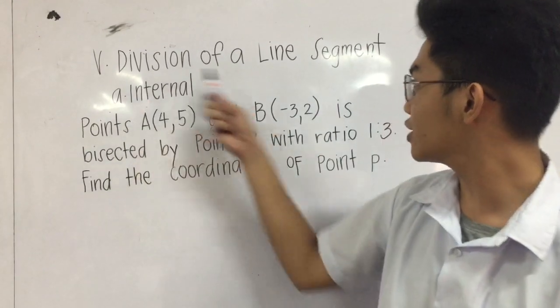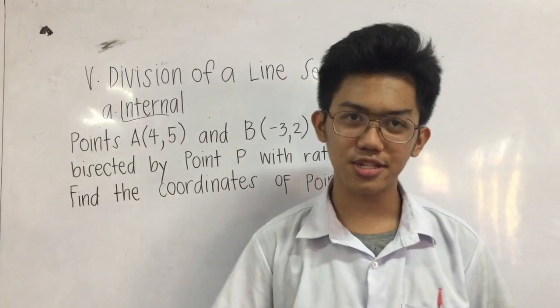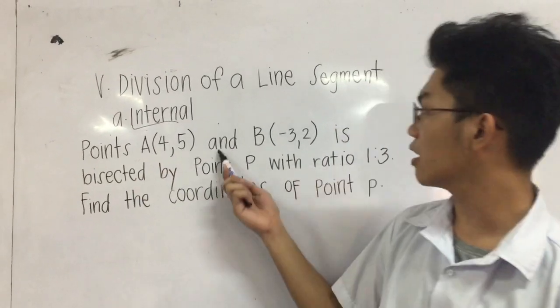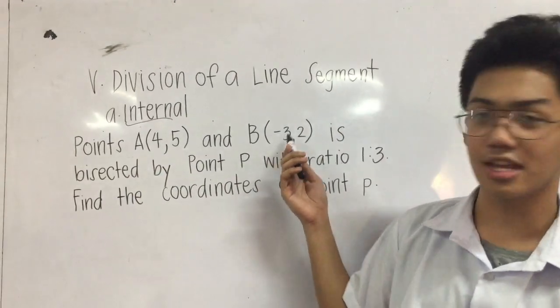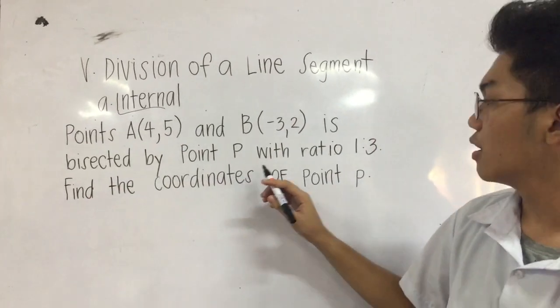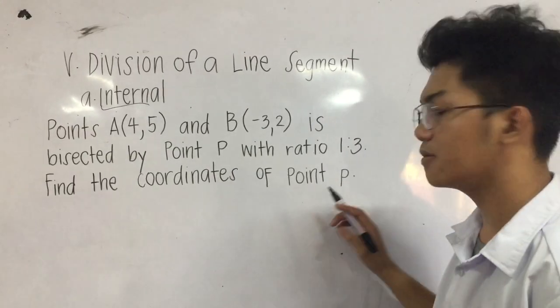Wow, new lesson! It will be division of a line segment, internal. This is our example. Point A is (4, 5), while point B is (negative 3, 2). It will be bisected by point P with a ratio of 1:3. Find the coordinates of point P.